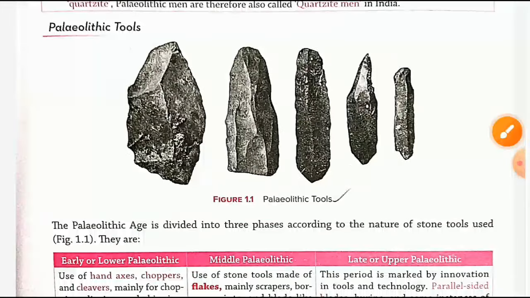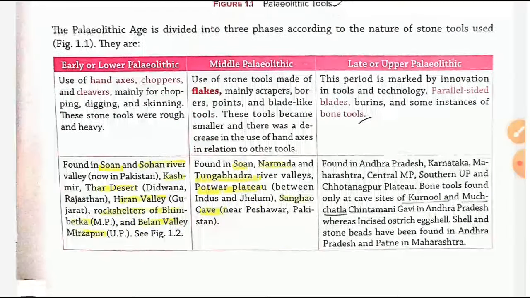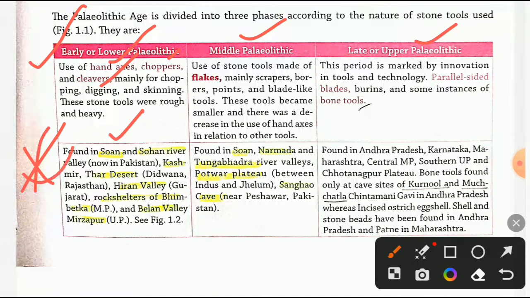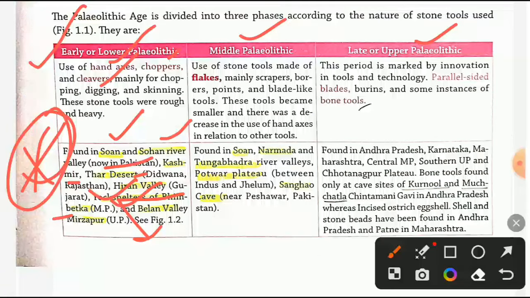Next, Paleolithic tools, here it is given, you can see the pictures, it is rough. So as I have already told you that it was divided in 3: earlier lower, middle and later upper. So during the early age they used hand axe, choppers, cleavers, mainly for chopping, digging and skinning. Found in, this is very important, where it was found: Soan and Sohan river, that is now in Pakistan; Kashmir, Thar desert; Hiran valley; rock shelters of Bhimbetka. Rock shelters of Bhimbetka, you can find all the 3 phases there.